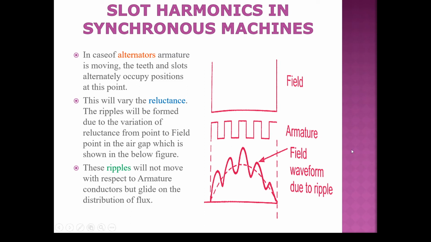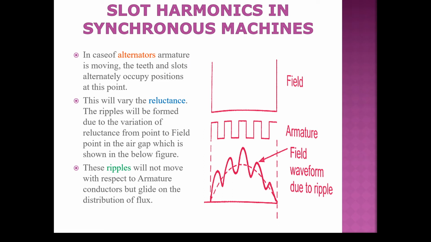So this is a field here. This is the armature slots, and this is the field waveform due to ripples. In the case of alternators, the armature will be moving, and teeth and slots alternately occupy positions at this point. So this will vary the reluctance.